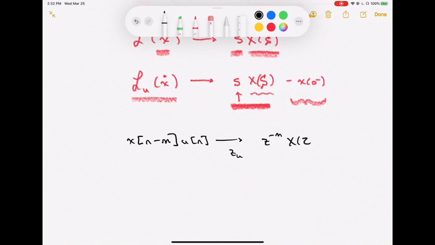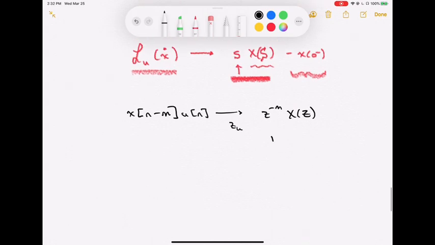x of z. That's the expected piece. You get that shift indication by the z to the minus m. You still have the x of z. What we have to do to this is add some correction terms that depend on those initial conditions. And they look like this in the general case. We're going to get a z to the minus m, and we have a summation here. That summation is going to go 1 to m, and I'm going to have little x of minus n and a z to the n.